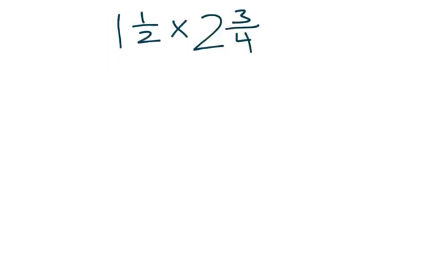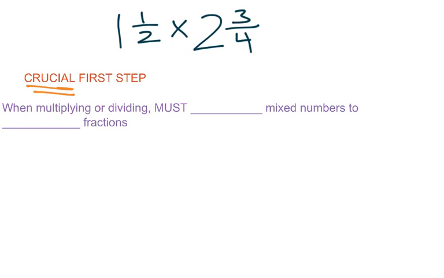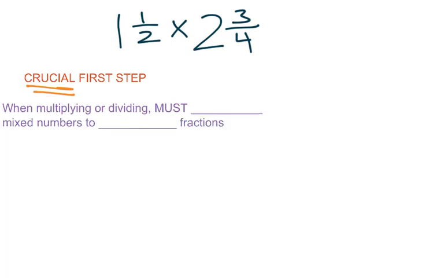Imagine we were to multiply 1 1/2 times 2 3/4. There have been a lot of Pavlovian responses that have happened over our year together. I've got a new one for you. Whenever multiplying, we have to think about something that I call the crucial first step. Hopefully you know what the word crucial means. It means absolutely necessary. Whenever we're being asked to multiply or divide mixed numbers, we must blank the mixed numbers to blank fractions. Let's go ahead and fill in these blanks together.